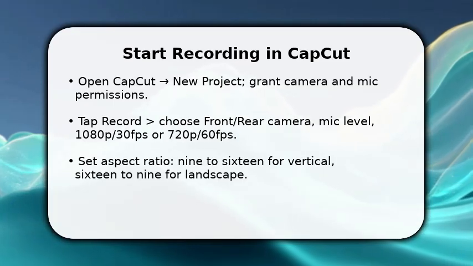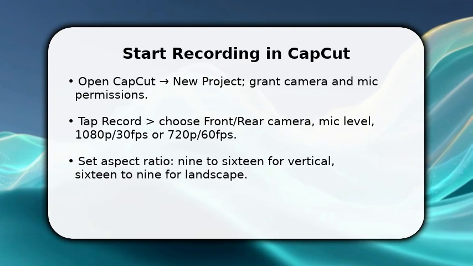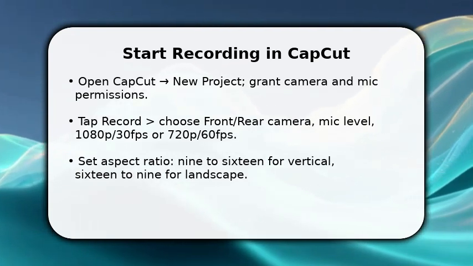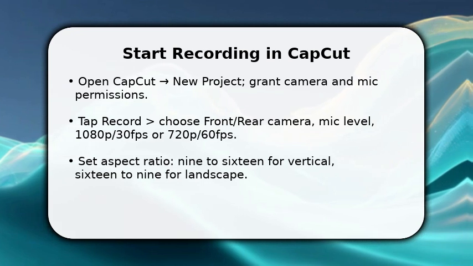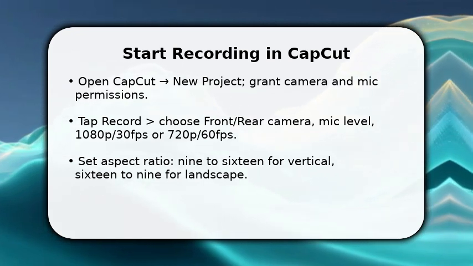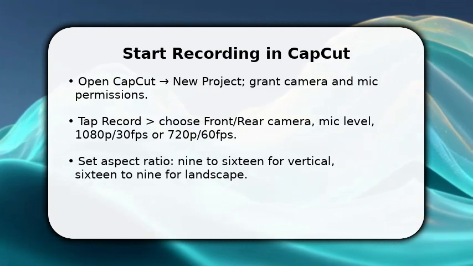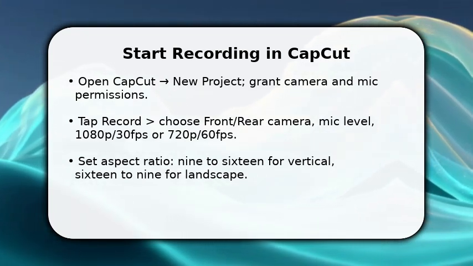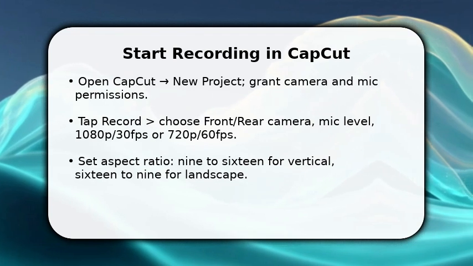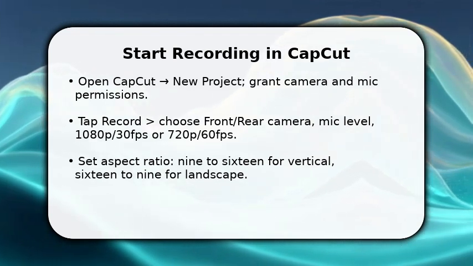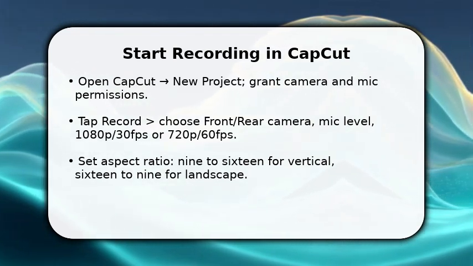You start by opening CapCut and creating a new project, then immediately grant camera and microphone access so recording works. Once done, tap the record button and pick front or rear camera, set resolution and frame rate, and check the mic input level. Make sure the aspect ratio matches your destination, 9:16 for socials or 16:9 for YouTube.